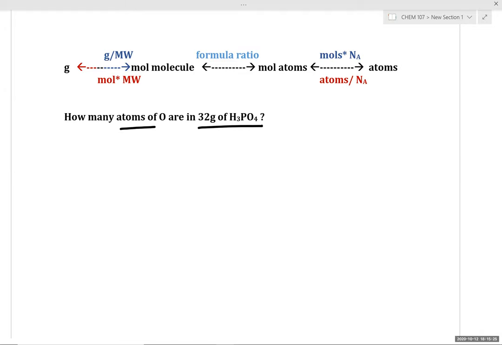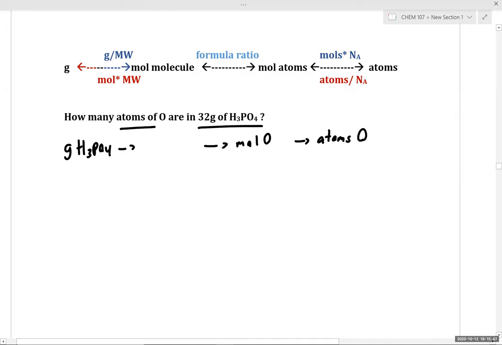Okay, so let's talk about this example. So first case, we are given the grams of phosphoric acid, and we are asked to calculate the atoms of oxygen. Okay, we're gonna get the atoms of oxygen from the moles of oxygen, and we can get the moles of oxygen, if we have the mass of our compound, from the moles of our compound. So now that we have this unit conversion scheme set up, all we have to do is execute.